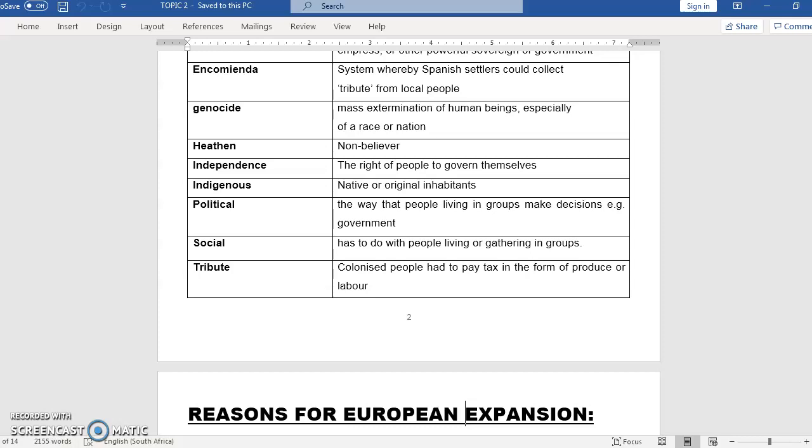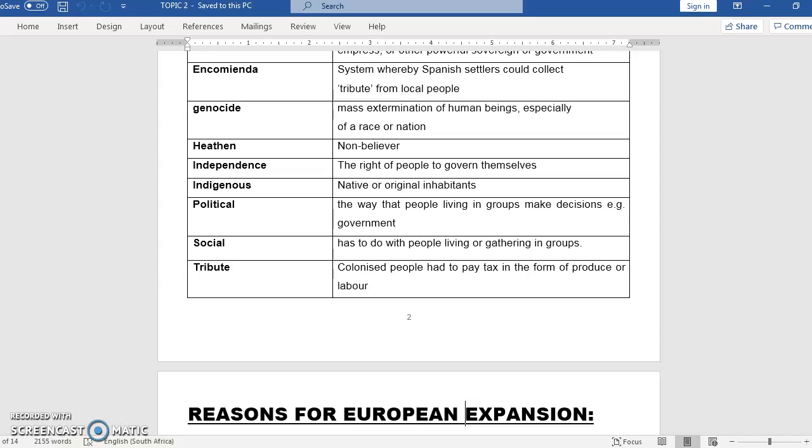And then the last word I want to do is the word tribute. It means that colonized people had to pay tax in the form of produce or labor. Okay, so those are the important terms of this unit. The next time I make a video, I will be discussing the reasons for European expansion.